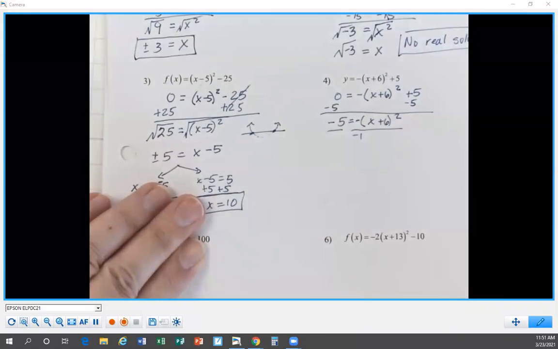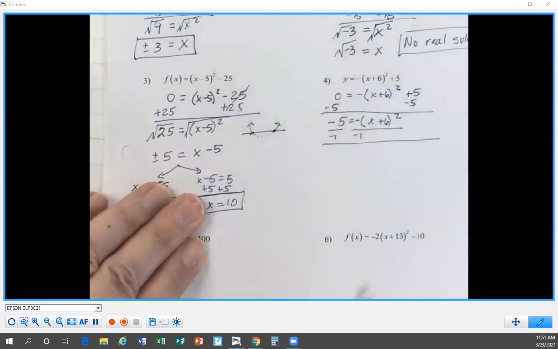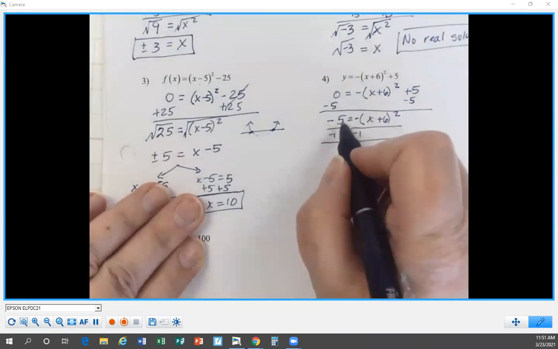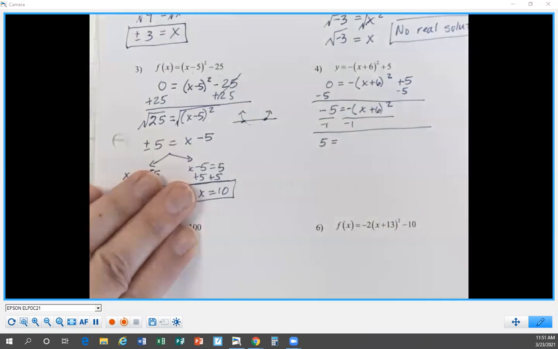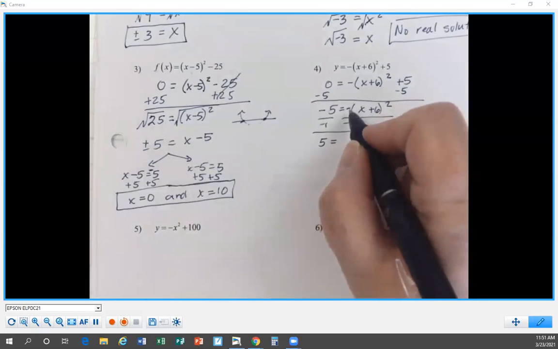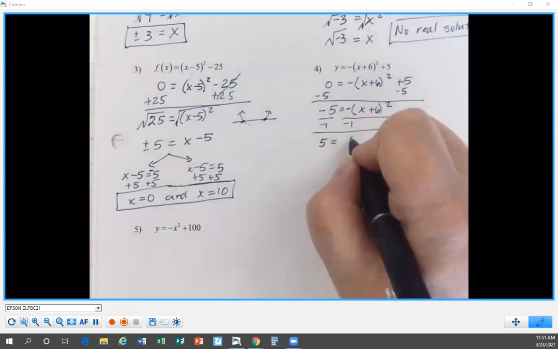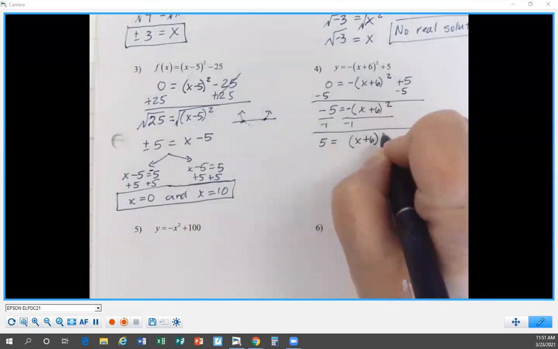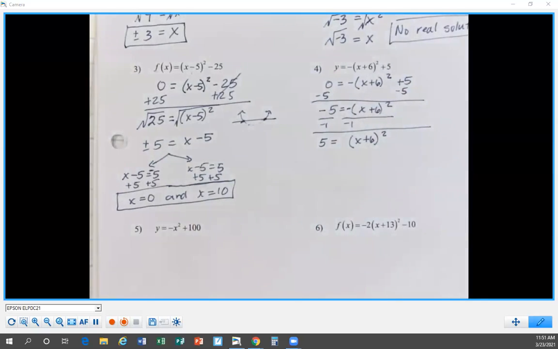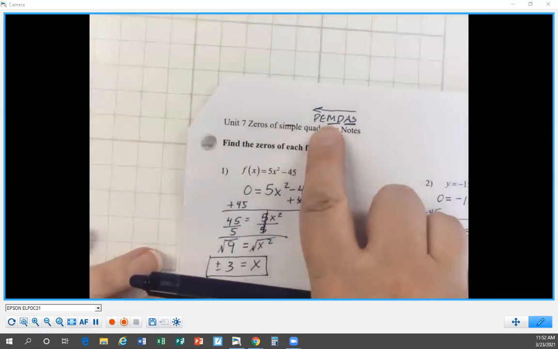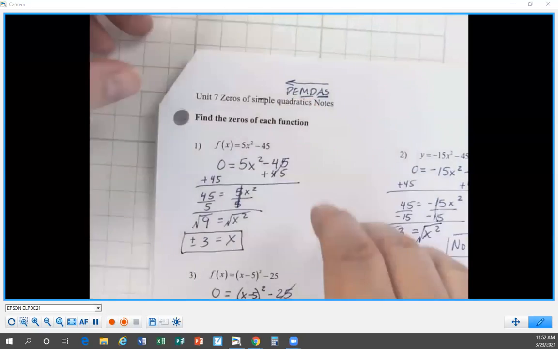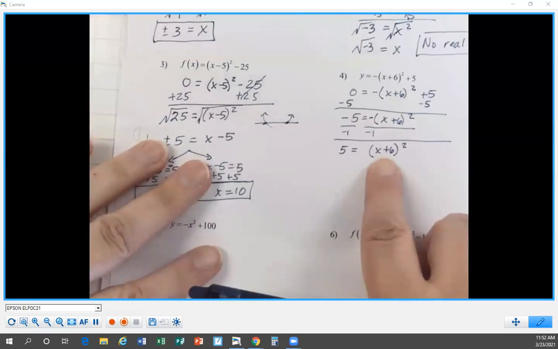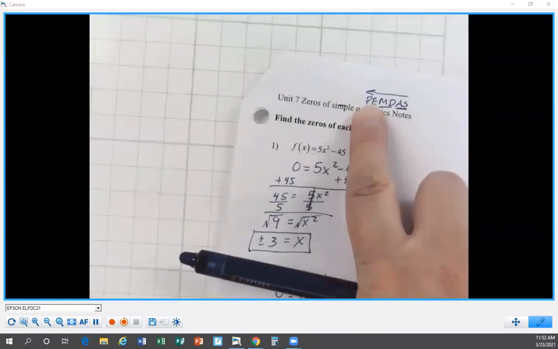Whatever I do to one side of the equal sign, I have to do to the other. So now I have a positive 5 because negative 5 divided by negative 1 is positive 5. Bring down the equal sign. Equals, and then this negative divided by negative is a positive. So now I have a positive x plus 6 quantity squared. Then I'm done with the multiplication and division. I divided it by negative 1. Now I move on to exponents, okay, which is going to, by default, isolate my parentheses, okay?